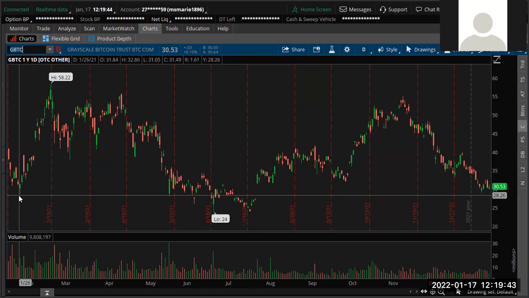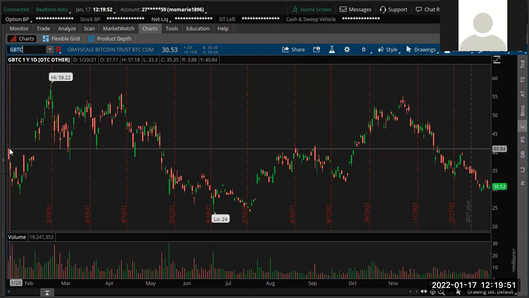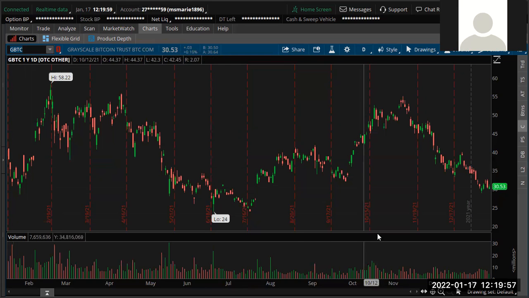This chart shows where the price came from back in February. It started on January 20th at $40.84, up until this January, where it opened at $35.81. So over the course of a year, the Bitcoin value has gone down.